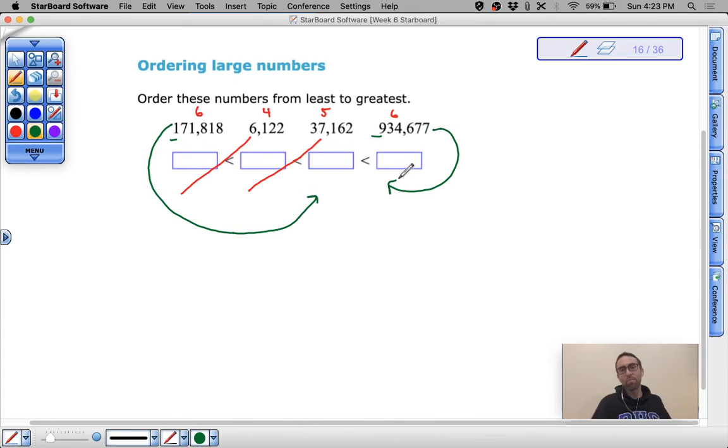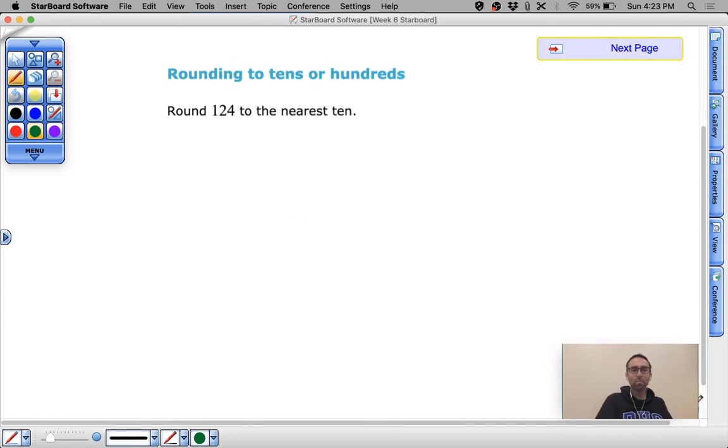And there's your answer. Okay, one more type of problem we can work on today. This one is not too bad at all. We're just going to work with some rounding here. And we're rounding to the tens or hundreds place.